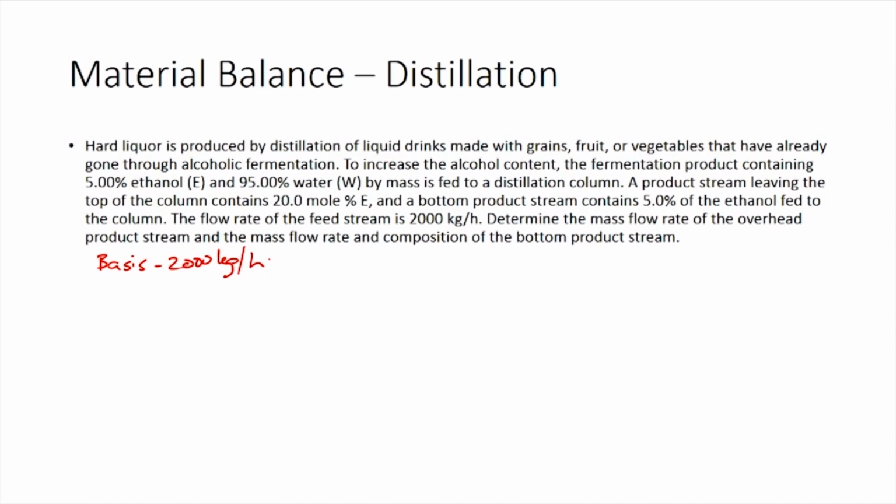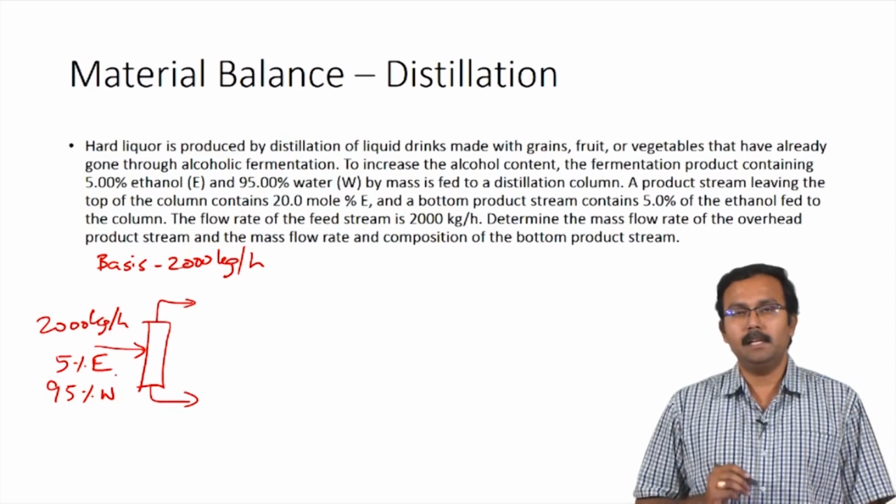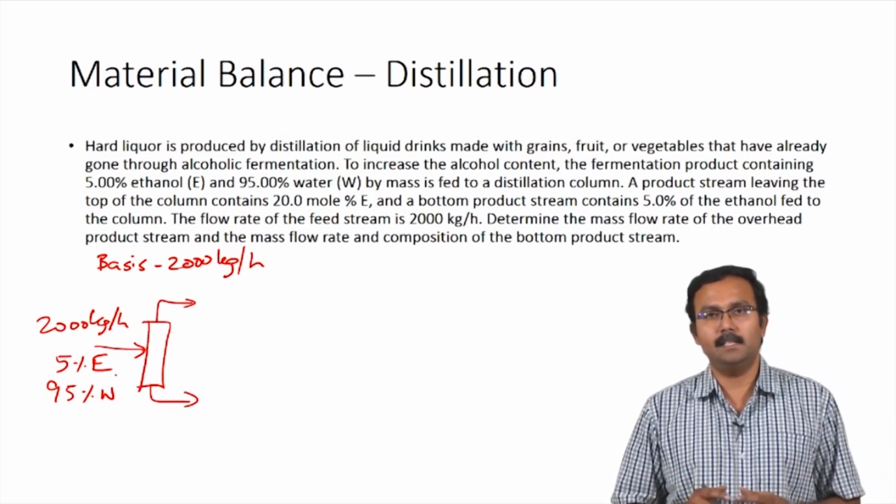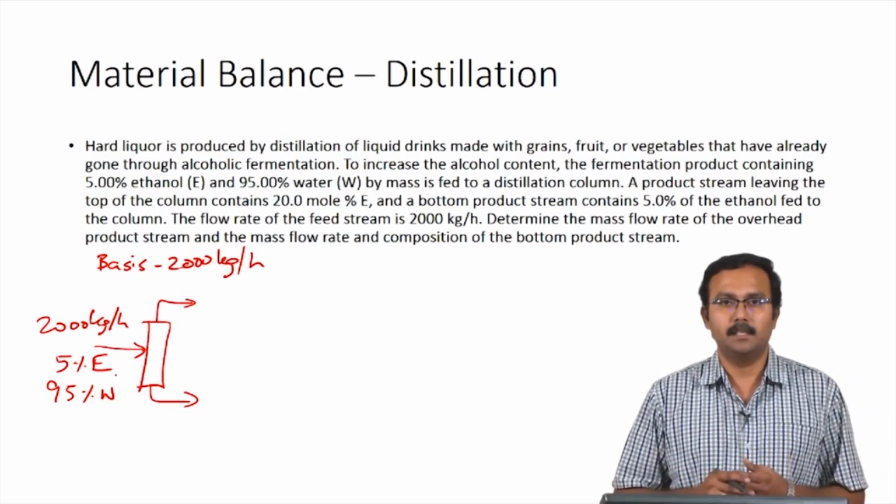And now let us try and draw the flow chart to describe the process. We have a distillation column which has one feed and two output streams. The feed stream has a flow rate of 2000 kilograms per hour and contains 5% ethanol and 95% water. It has been clearly stated that these percentages represent the mass percentages.